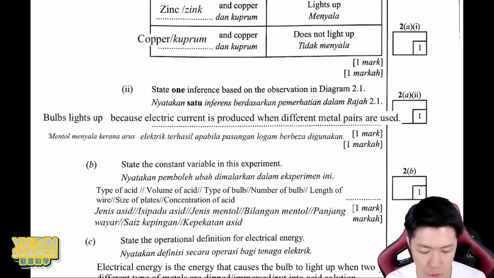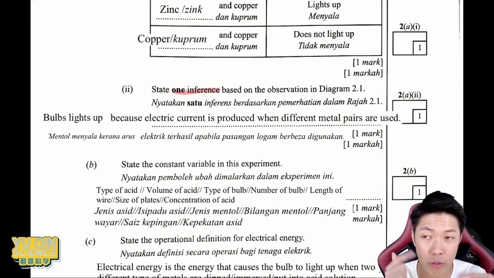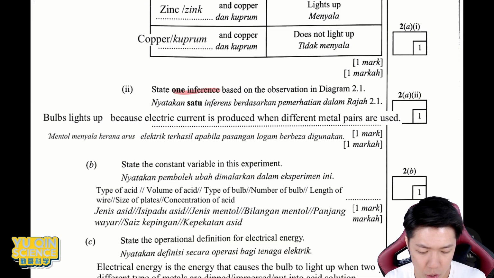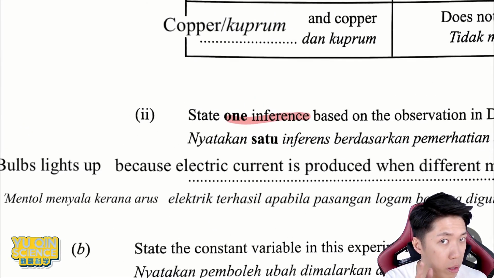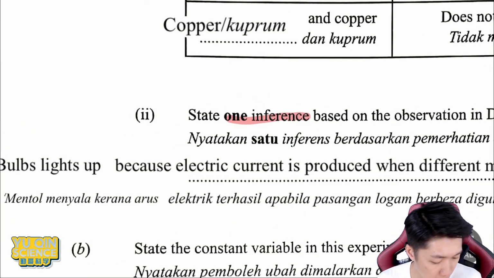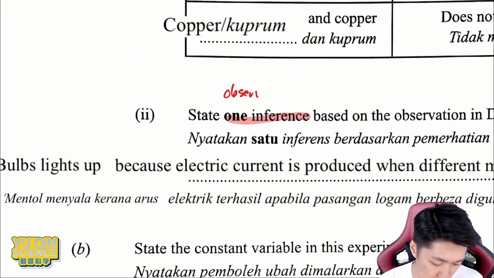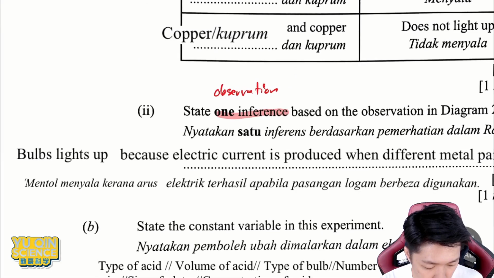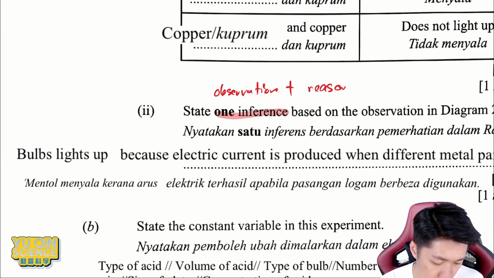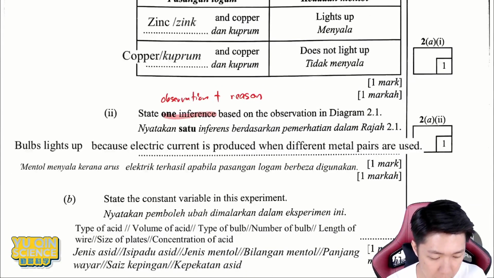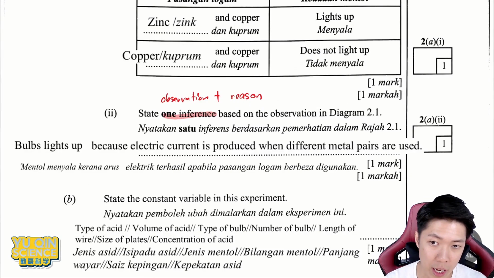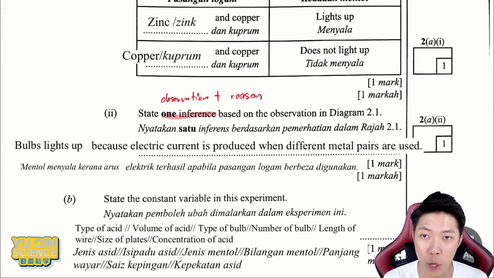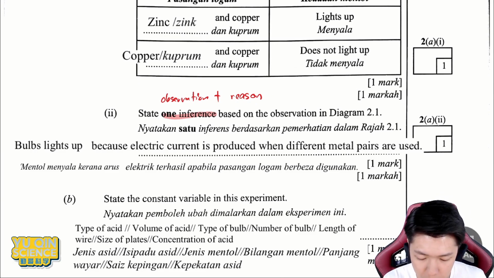Alright, next one. Number 2, state one inference. Same format again; at the same time, please remind yourself of all the formats and all the techniques. So inference means what? Yeah, okay. Observation plus reason. So you must write down your observation and then continue with why. So for example, observation.